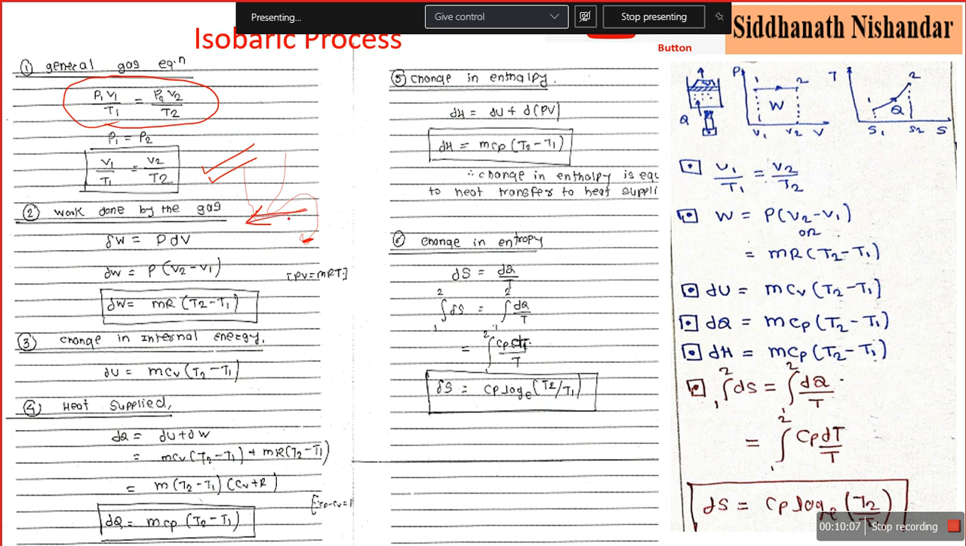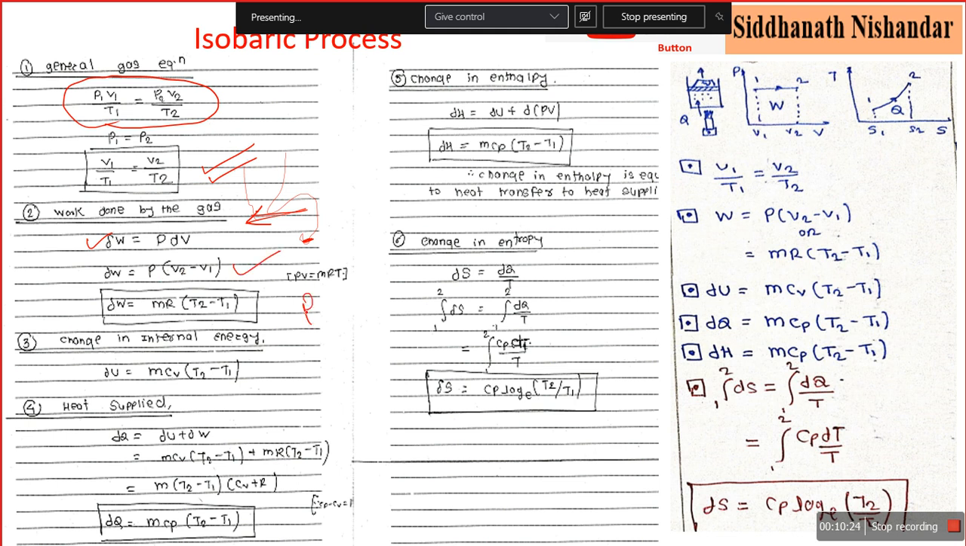Work done by the gas. Fundamental formula: dW is equal to P into dV. In case of isochoric, volume is constant, so work done becomes 0. But here, at constant pressure, the system gives work due to the change in volume. So it is P into (V2 minus V1).